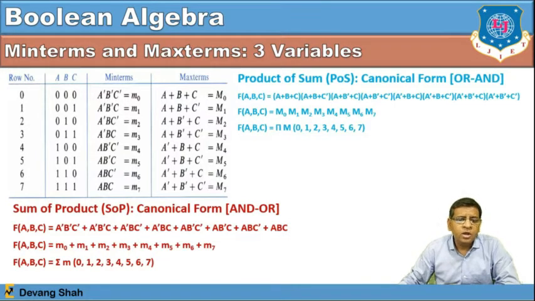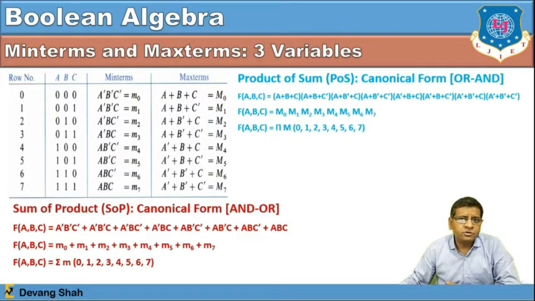So from max terms, if you do the product, like F of A, B and C, you have A plus B plus C, then another bracket you have A plus B plus C dash, and so on up to A dash plus B dash plus C dash. That is represented by capital M, and all capital M's are in a product with each other, which is M0 into M1 into M2 and up to M7. You can see the sign of this F of A, B, C in terms of the max terms, which is in terms of the POS, like pi M in bracket 0, 1, 2, 3 up to 7, right?